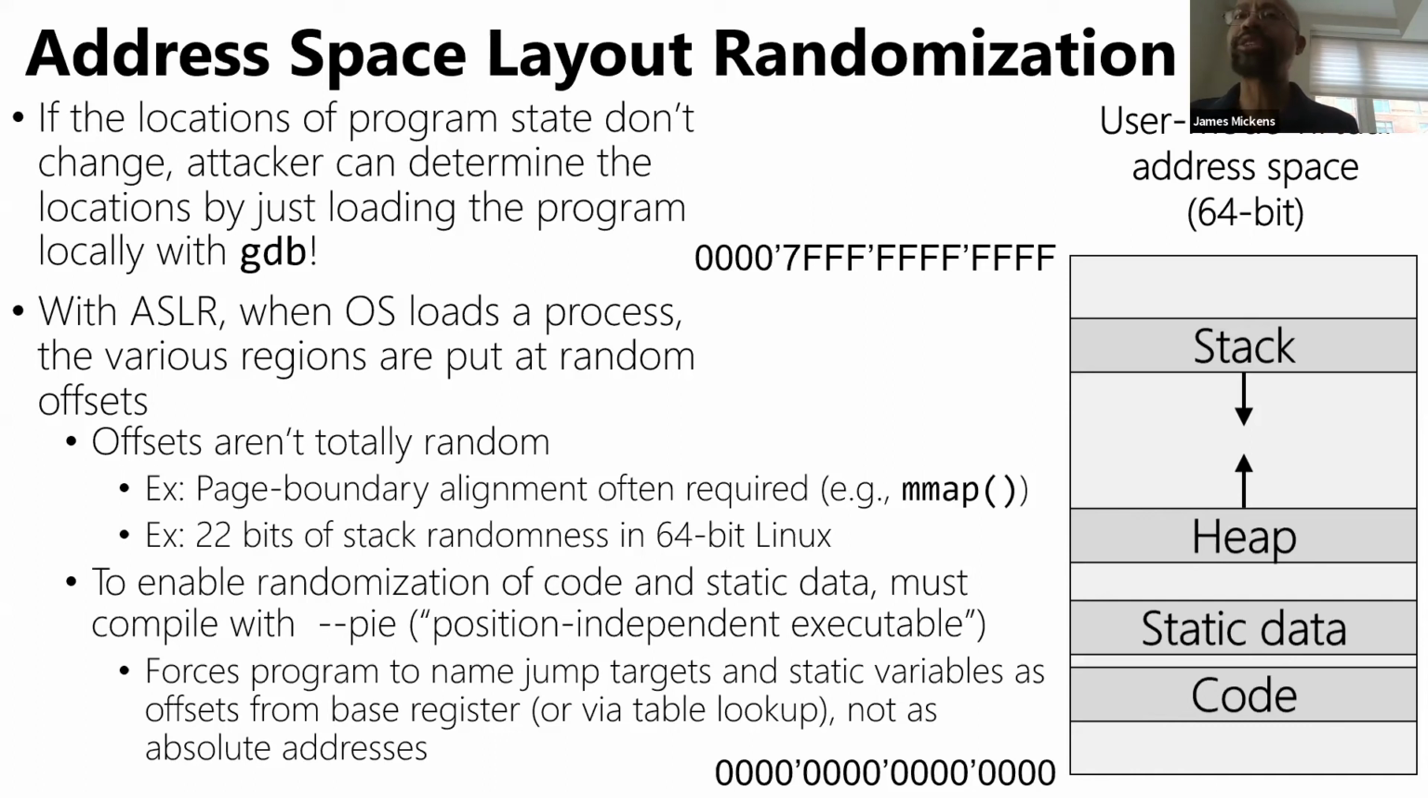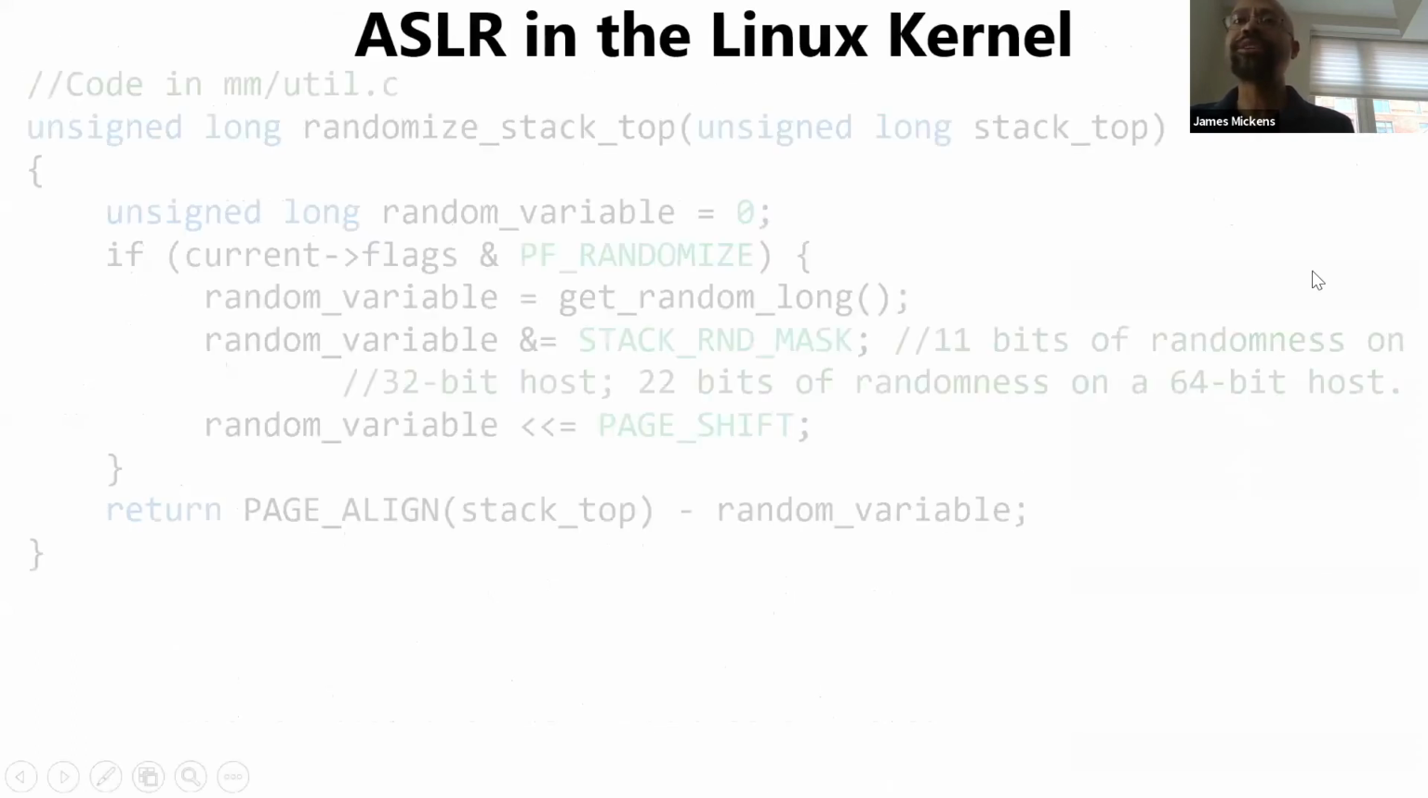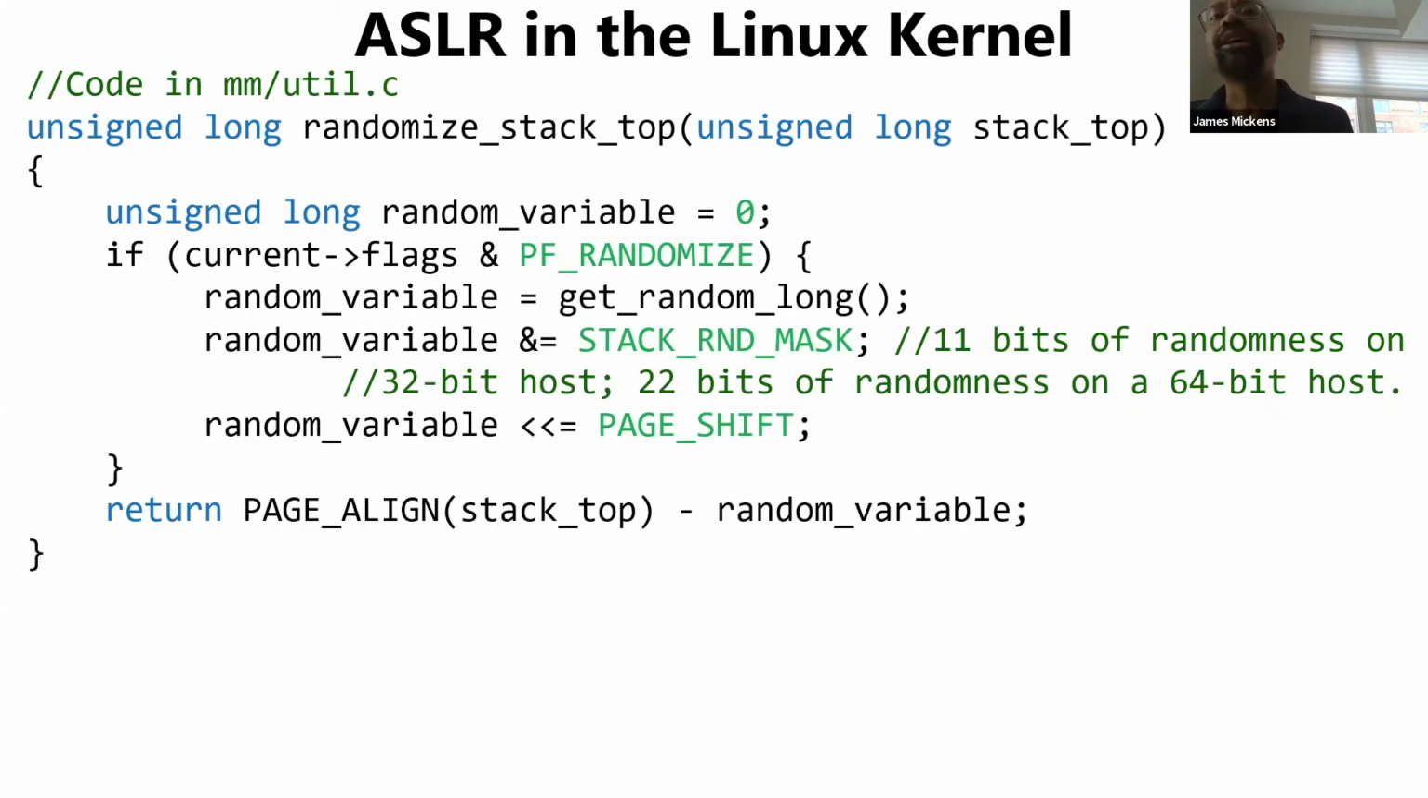And so how is this actually implemented inside of a kernel? Let's take a look at how Linux does this. If you look in the kernel source file mm/util.c, you'll see there is a function conveniently named randomize_stack_top. So what's going to happen here? Well, we're going to declare a random variable. We're going to check basically if the kernel should actually randomize the start location of this process's stack.